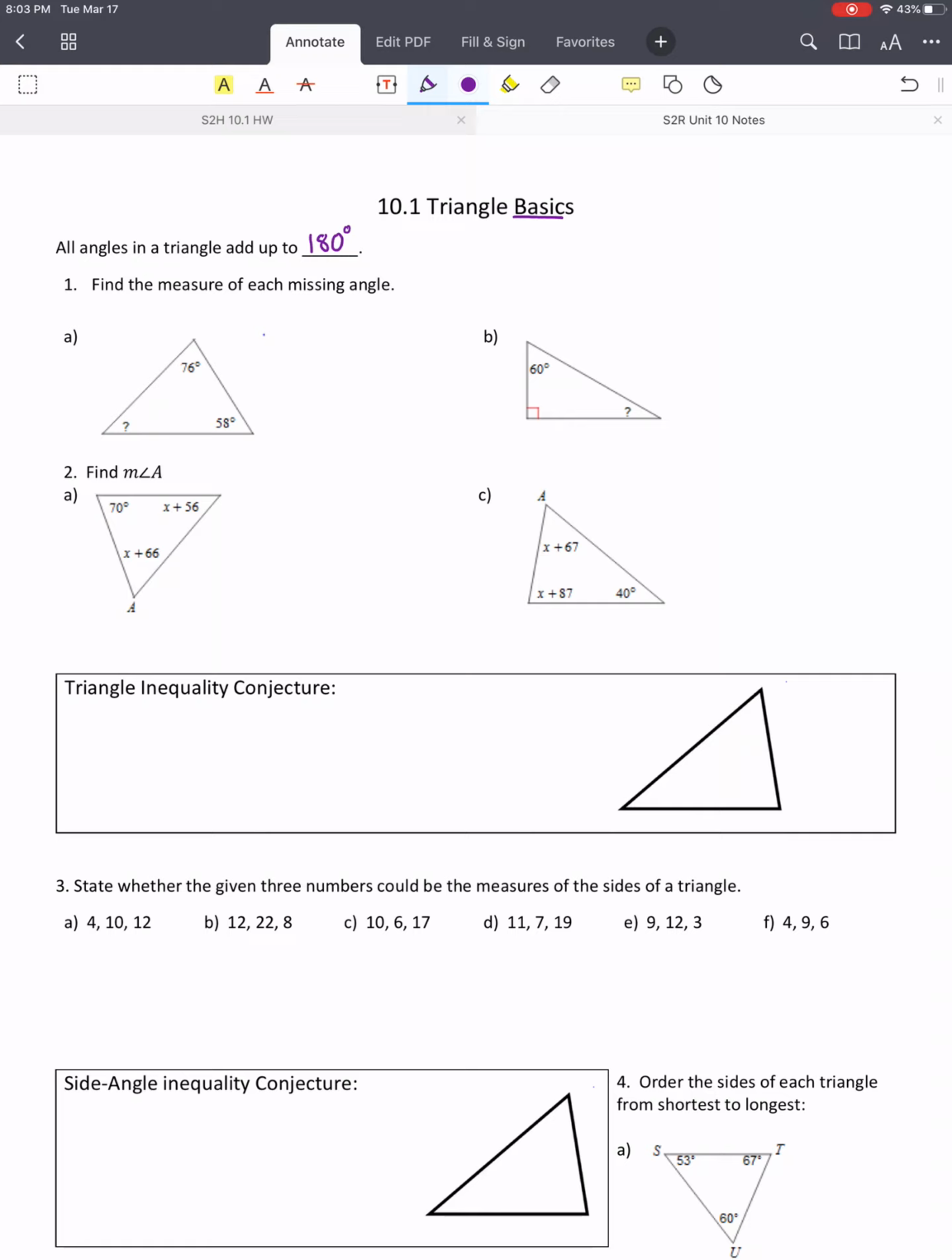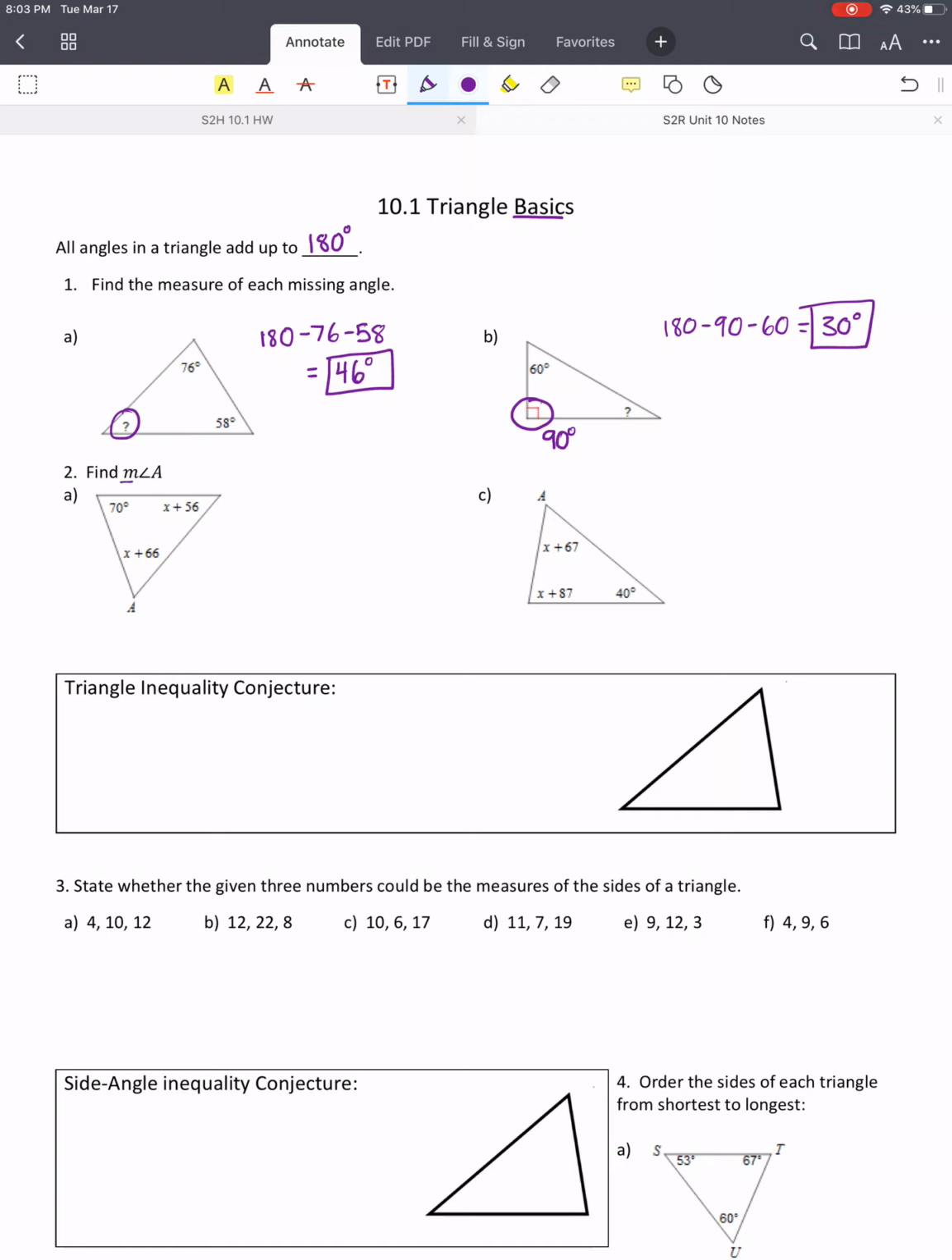So here's what I know, if all triangles always add to 180, which they do, and I'm trying to find this missing angle over here, I can just do 180 minus the other two. I type that into my calculator, and I get 46 degrees. Looking at part B, this little box represents a 90-degree angle, so 180 minus 90 minus 60 gets me a 30-degree angle.